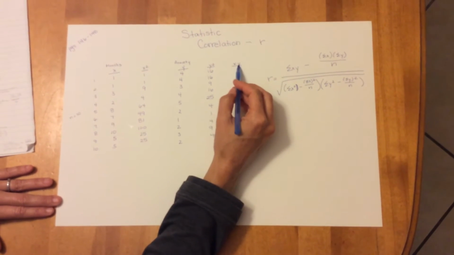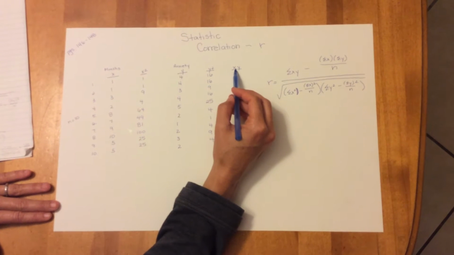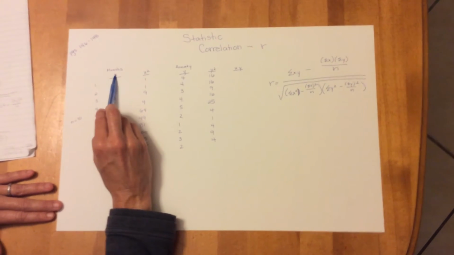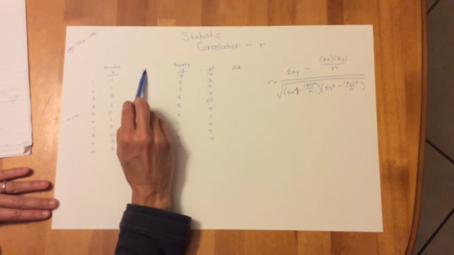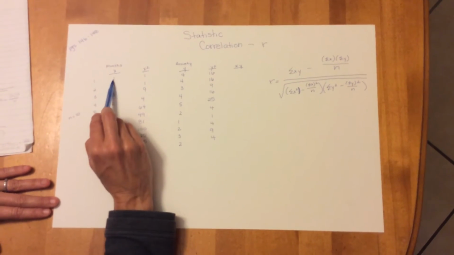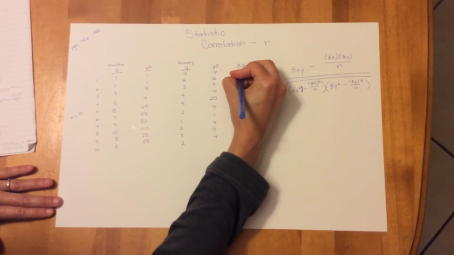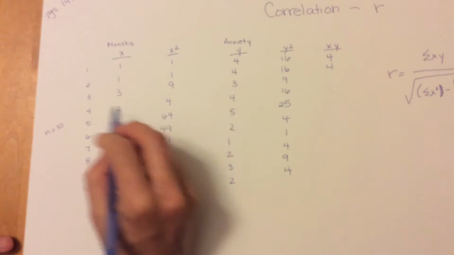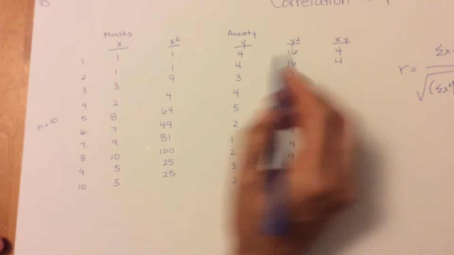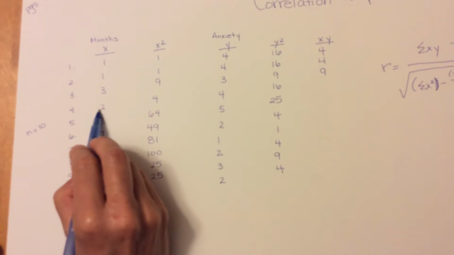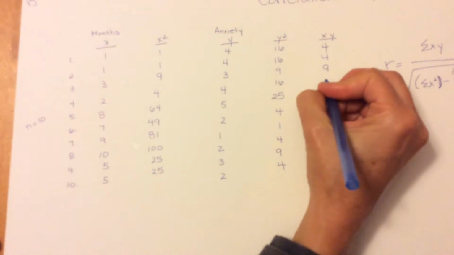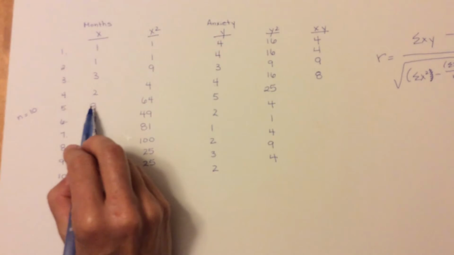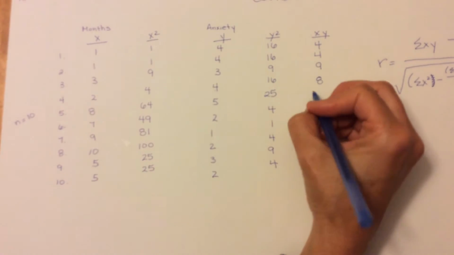Okay? And you're also going to have an xy column. Be careful with this. You want to make sure you're multiplying x with y, not these x squared and y squared. So you're going to go 1 times 4 is 4. 1 times 4 is 4. 3 times 3 is 9. 2 times 4 is 8. 8 times 5 is 40.